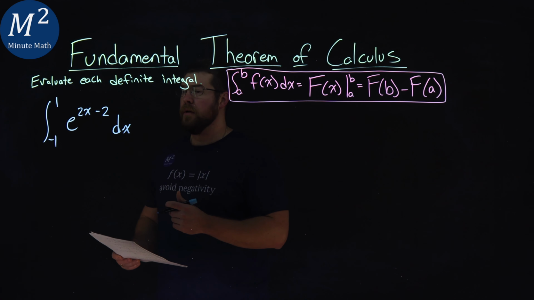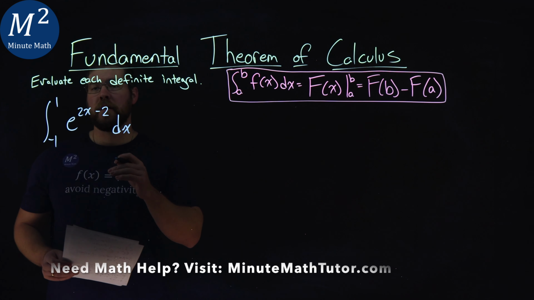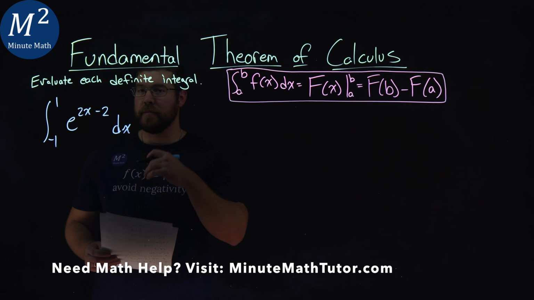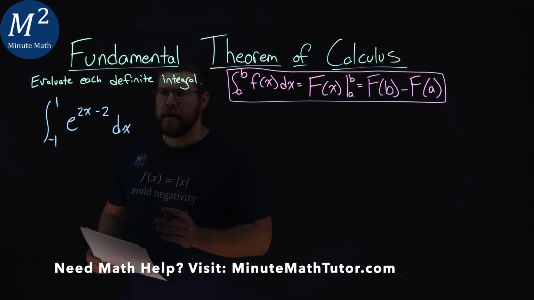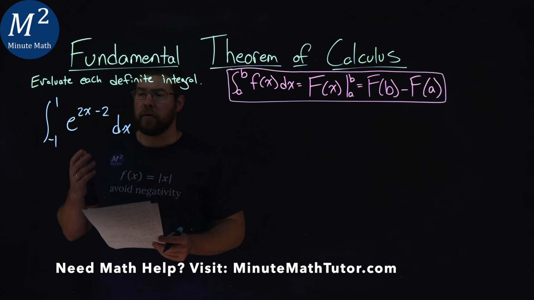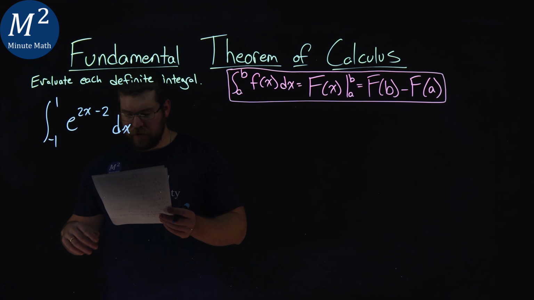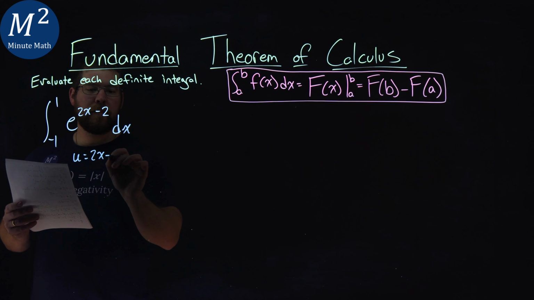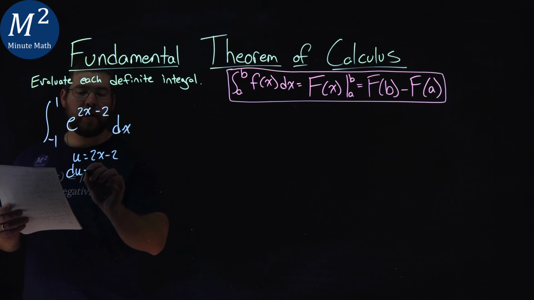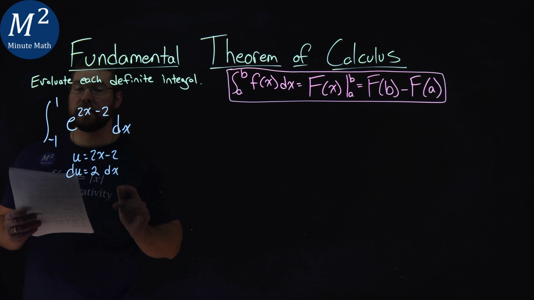We're given this problem right here, the integral from negative 1 to 1 of e to the 2x minus 2 dx, and we have to evaluate this definite integral. To do this, I'm going to find just the integral first. I'm going to use some u-substitution. So I'm going to set u to be what's in the exponent, 2x minus 2. My du then is just 2 dx.